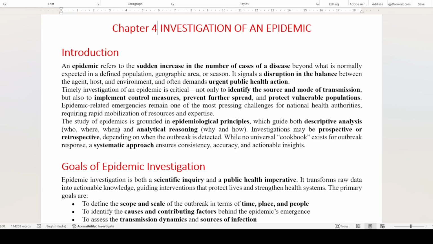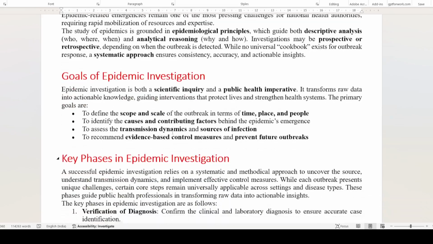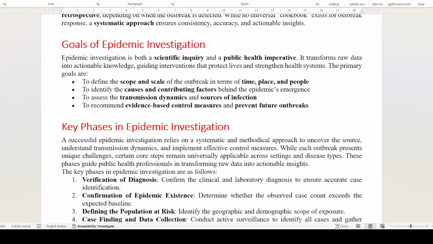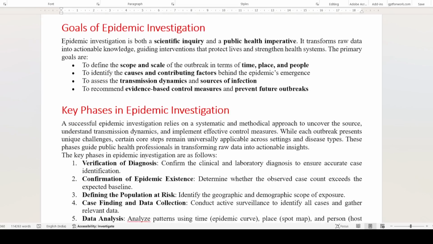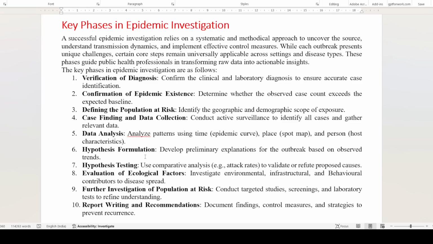There are some goals. We have to define the scope and scale of an outbreak in terms of time, place, and people. We have to identify the causes and contributing factors behind that epidemic. We have to assess the transmission dynamics and source of infection, and recommend evidence-based control measures and prevent future outbreaks. So what are the phases in this investigation?